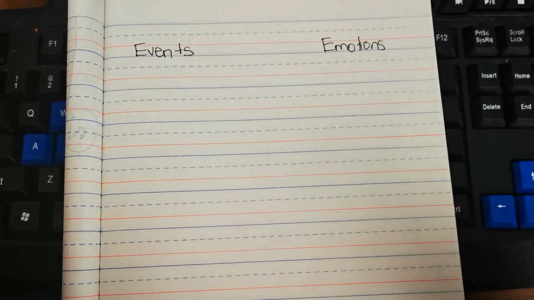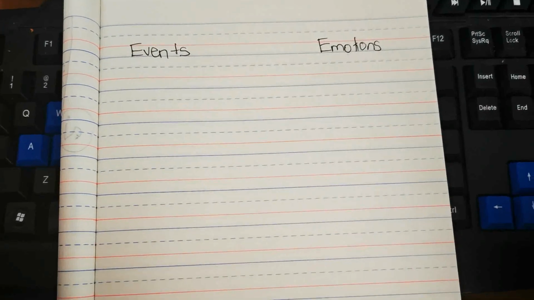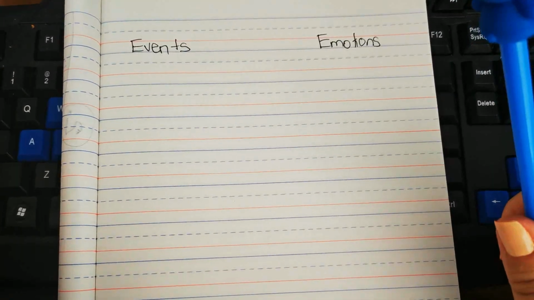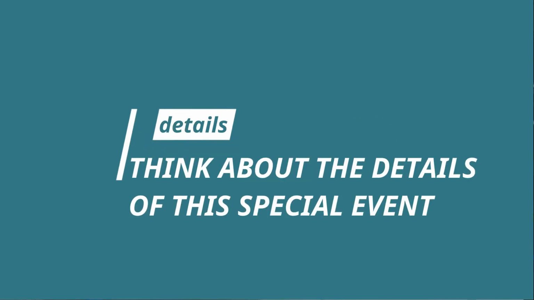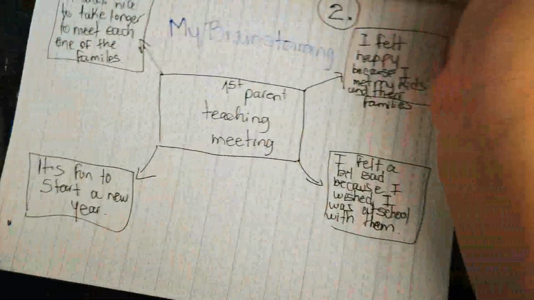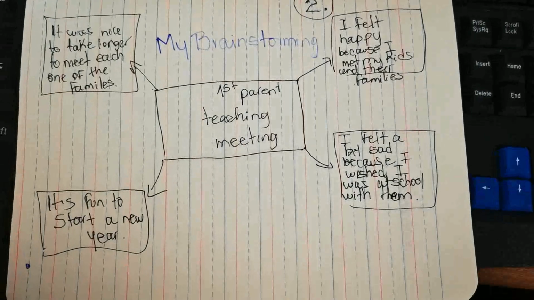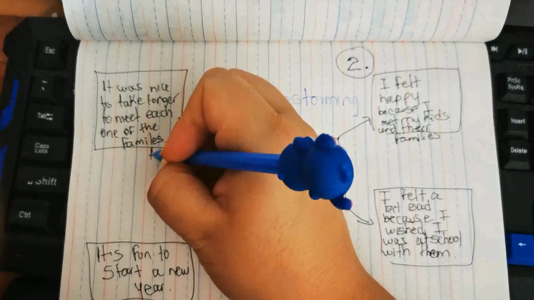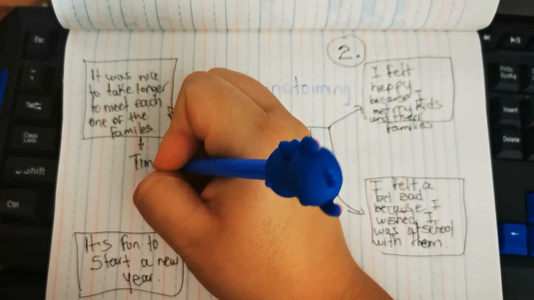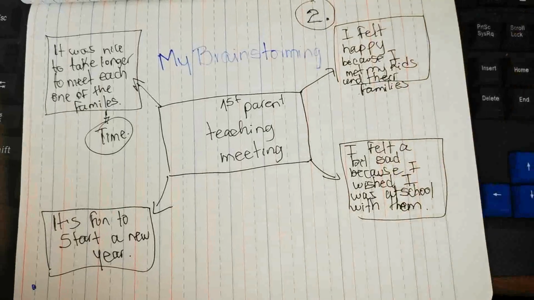Okay, my kids. So what you want to do next is be more specific about those events and those emotions. So what you're going to do is go back to your brainstorming. In my case, I was talking about the time. So I'm going to put here something just to remind myself about the event.